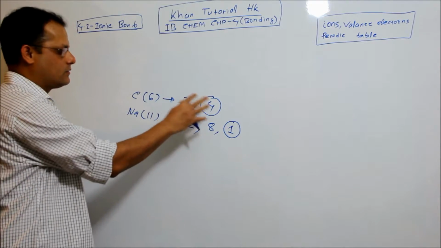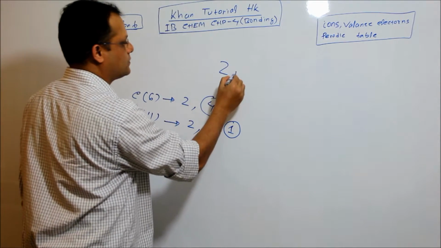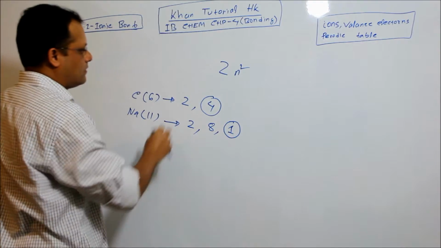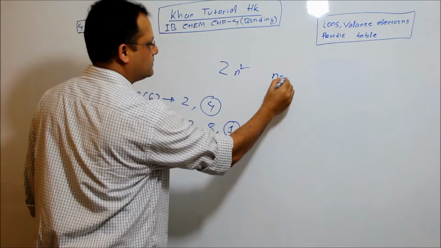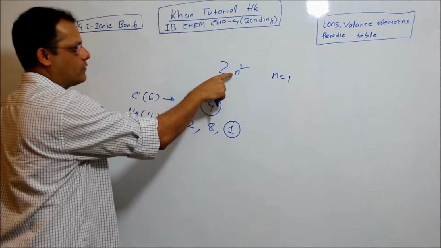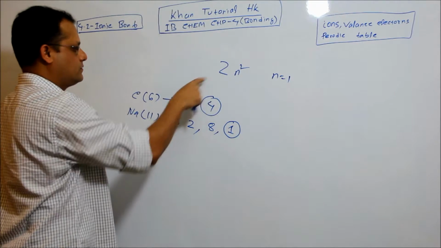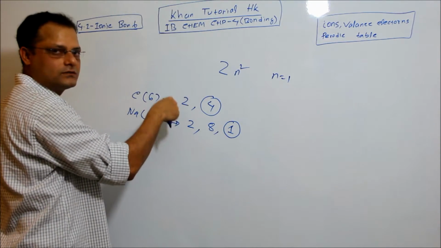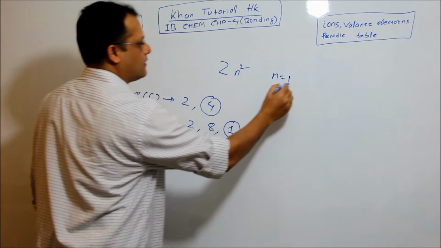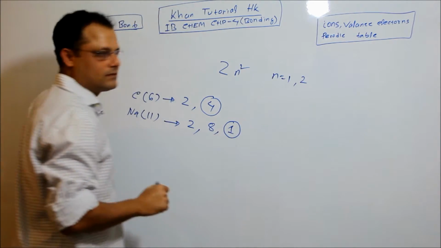This shortcut for electron configuration you can do using 2n squared. If n is 1, that is the first shell, 1 squared is 1, times 2 is 2, so the first shell's maximum electron number is 2. If n is 2, that is the second shell.